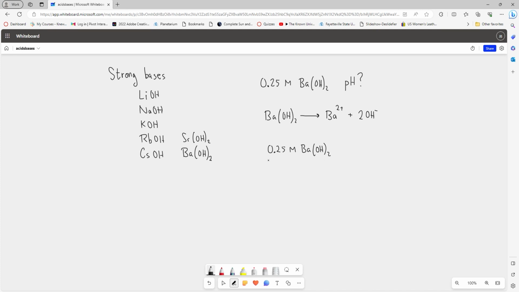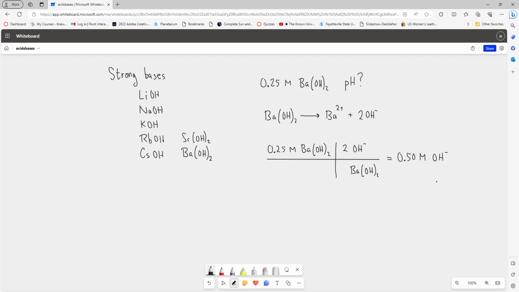we'll do the crisscross factor label method and cancel out the barium hydroxide. There's a 1 implied in front of the barium hydroxide, but there's a 2 in front of the hydroxide. So that tells us that the molarity of barium hydroxide needs to be multiplied by 2. So this is going to be 0.5 molar hydroxide.